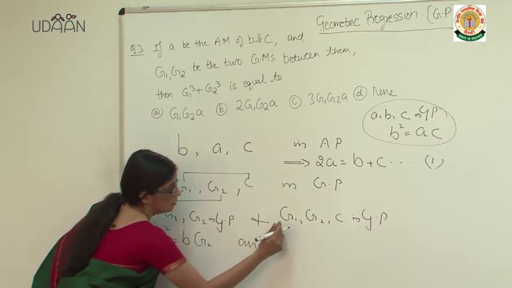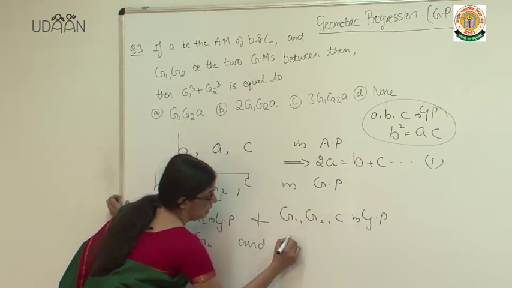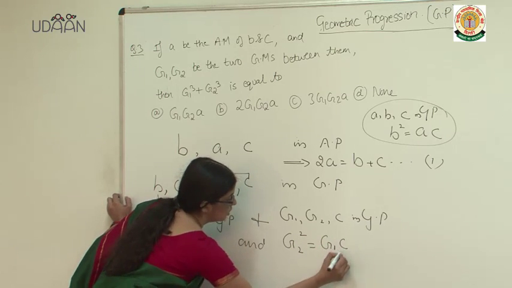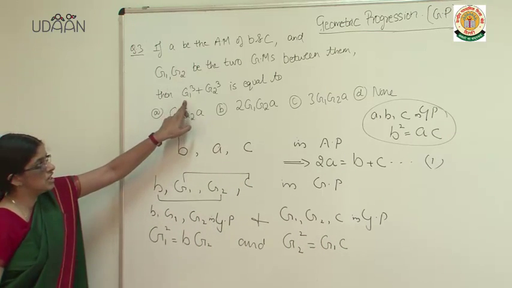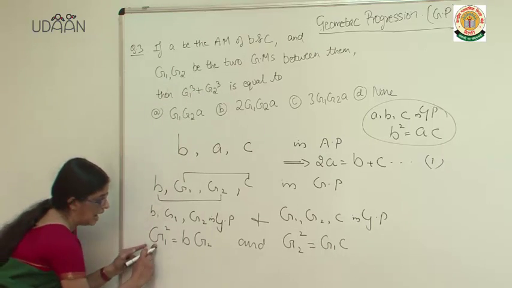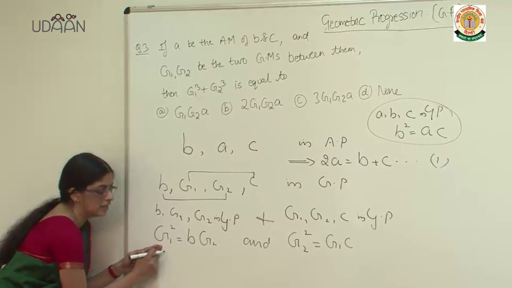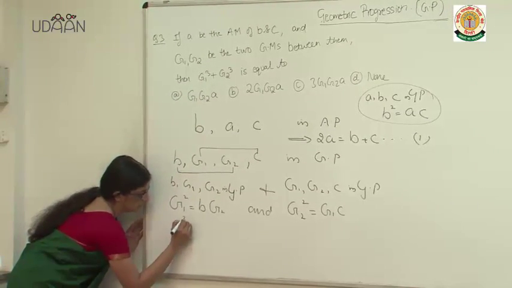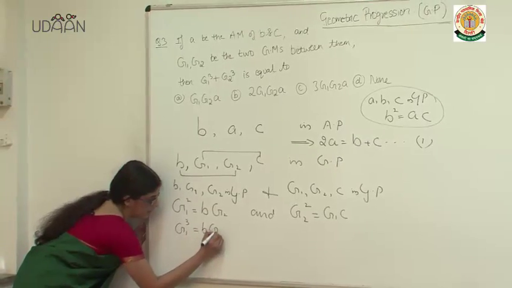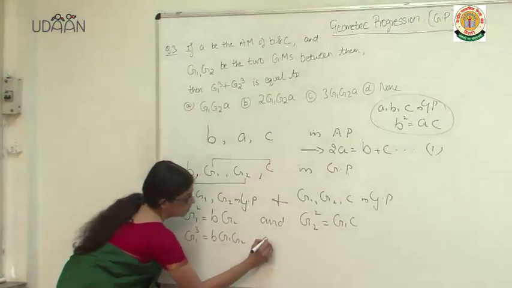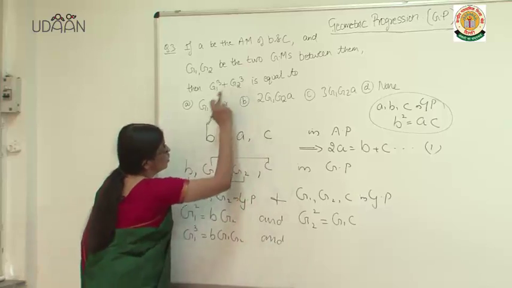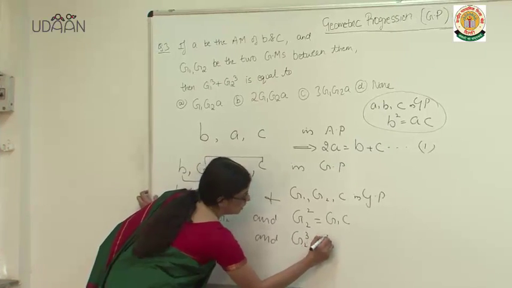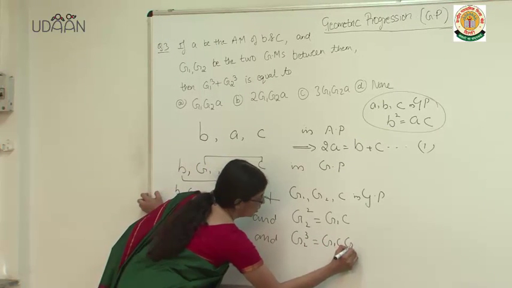Along with this, G1, G2, C are in GP. That means G2 square equals G1 into C. Now G1 cube plus G2 cube: I am multiplying both sides by G1 here. Why? Because I need G1 cube. Multiplying by G1, G1 cube equals B G1 G2. Also, G2 cube is required. So, multiplying by G2, G2 cube equals G1 C into G2.